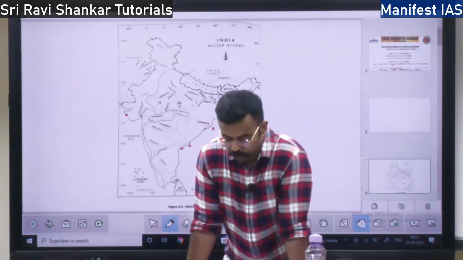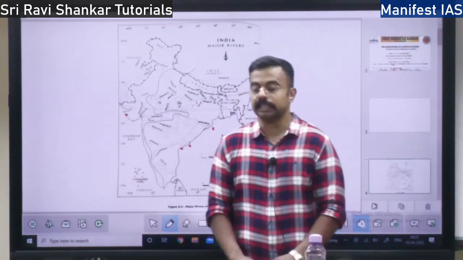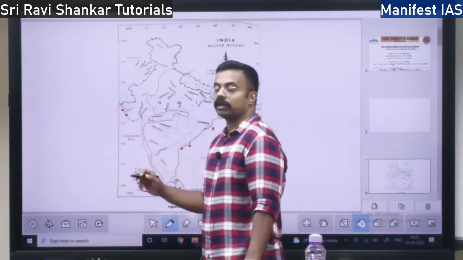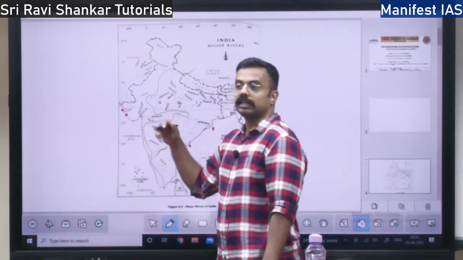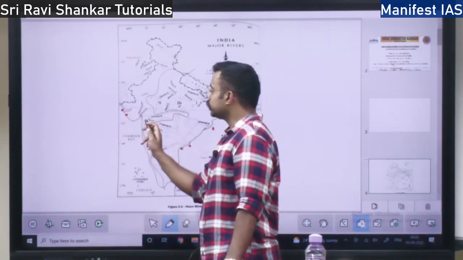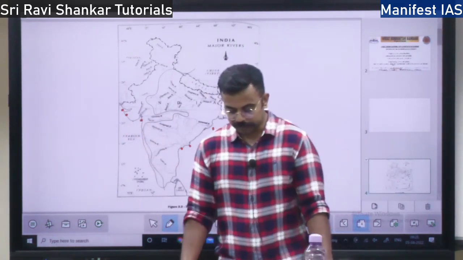In Gujarat, what is this entire western coastal plain called? In the Gujarat region, it is called Kutch. So this is the Gulf of Kutch. I have told you already what a Gulf is: three sides land, one side water is a Gulf. So this is the Gulf of Kutch, and this is the Gulf of Kambat.